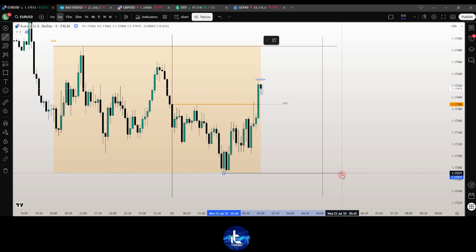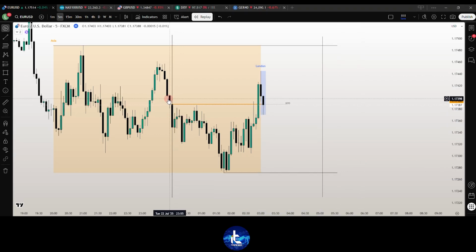First, we highlight the maximum and minimum of the Asian session. These are our key liquidity zones. Then, the opening candle at 0 o'clock. You can simply draw a line, as I have done on my screen. This mark acts as an anchor. This is where the scenario will be built from.